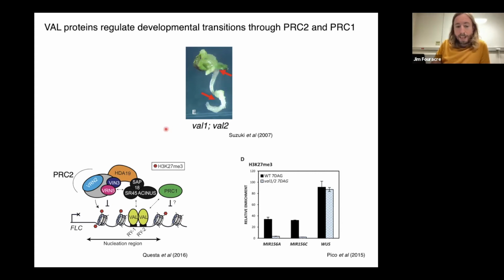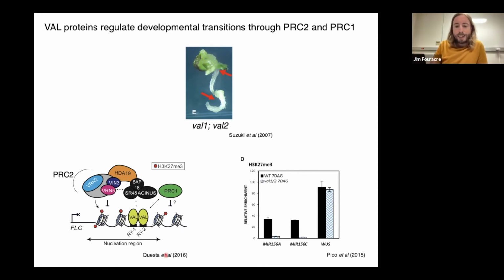Our best understanding now of how Val genes function is via a subsequent developmental transition at flowering. We know that Val genes bind to their targets, these RY sites, at the FLC locus, a floral repressor. And when Val genes bind to RY sites, they promote the activity predominantly of PRC2, which leads to the deposition of H3K27 trimethylation in FLC, the repression of FLC, and the transition to flowering. So they're crucial regulators of different developmental transitions throughout the life cycles of plants.